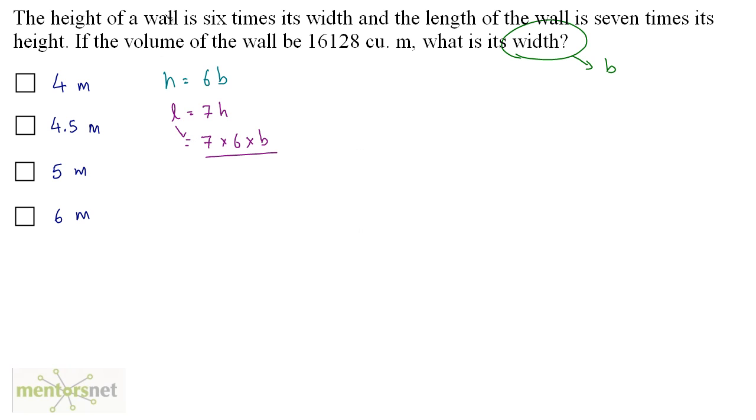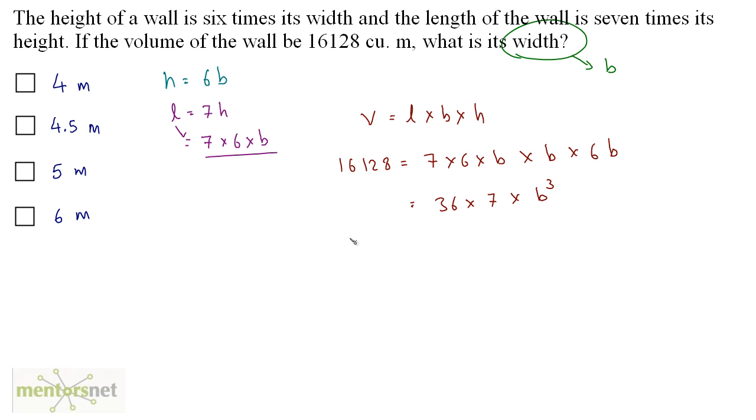Now this wall is basically in cuboid shape. So I can say that the volume of this wall is equal to L times B times H, the length into breadth into height. So volume is given, that's 16,128 is equal to the length, which is 7 times 6 times B, times we have this B, times we have H which is equal to 6B, right? So 6 times 6 is 36, so we have 36 times 7 times B times B times B, that's B cube. And on the left hand side we have 16128.